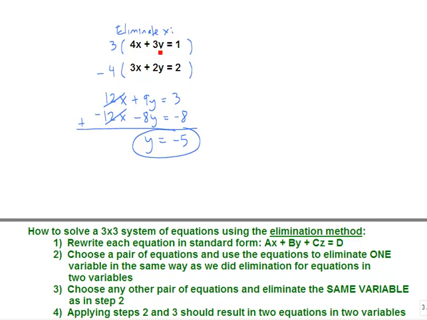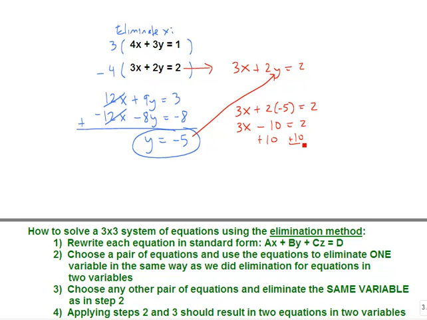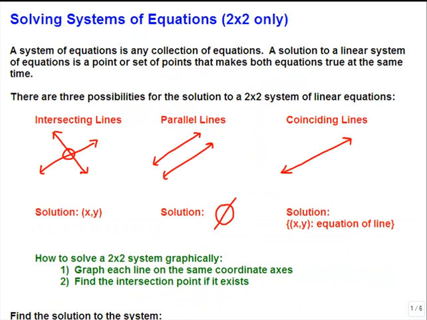Now both of these look like equal difficulty level, so I'm just going to take the second one here. Let me recopy it, and we're going to substitute in negative 5 for that y. So this becomes 3x plus 2 times negative 5 equals 2, or 3x minus 10 equals 2. If I add 10, I get 3x equals 12, divide by 3, so x equals 4. So my final solution is (4, negative 5), x, y.